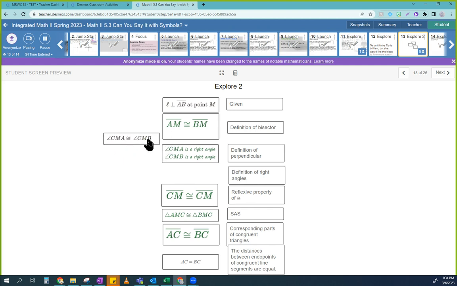Like imagine me putting this here in front or on top of this one. Definition of right angles. That doesn't say anything about right angles. So how are you using a definition of right angles when right angles don't exist?